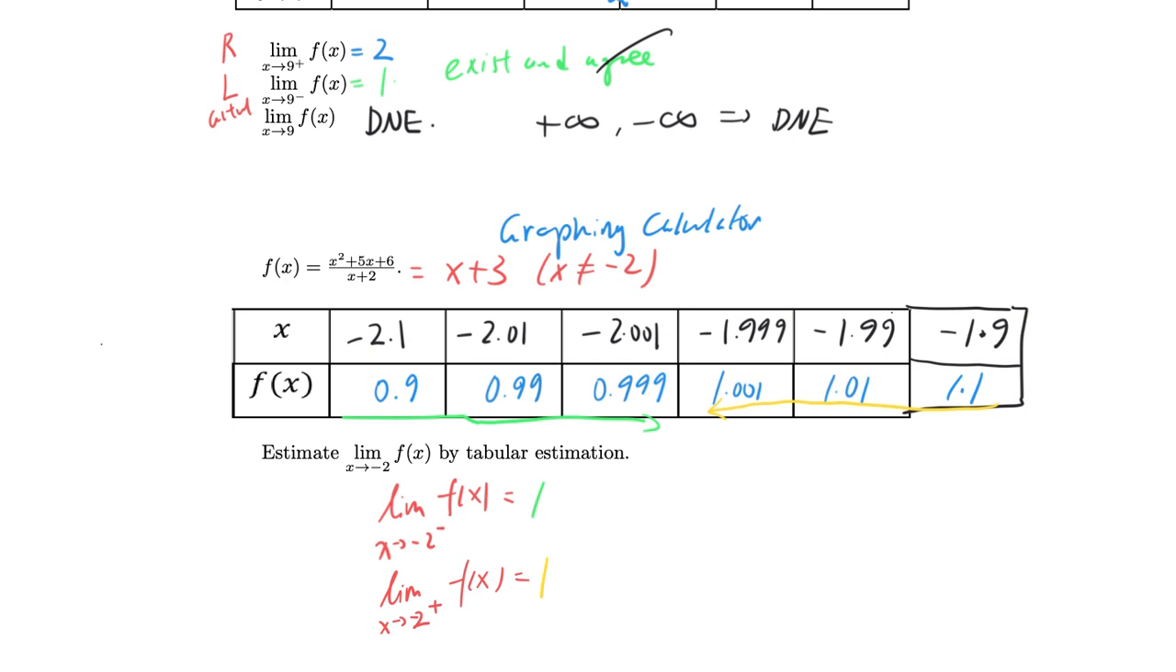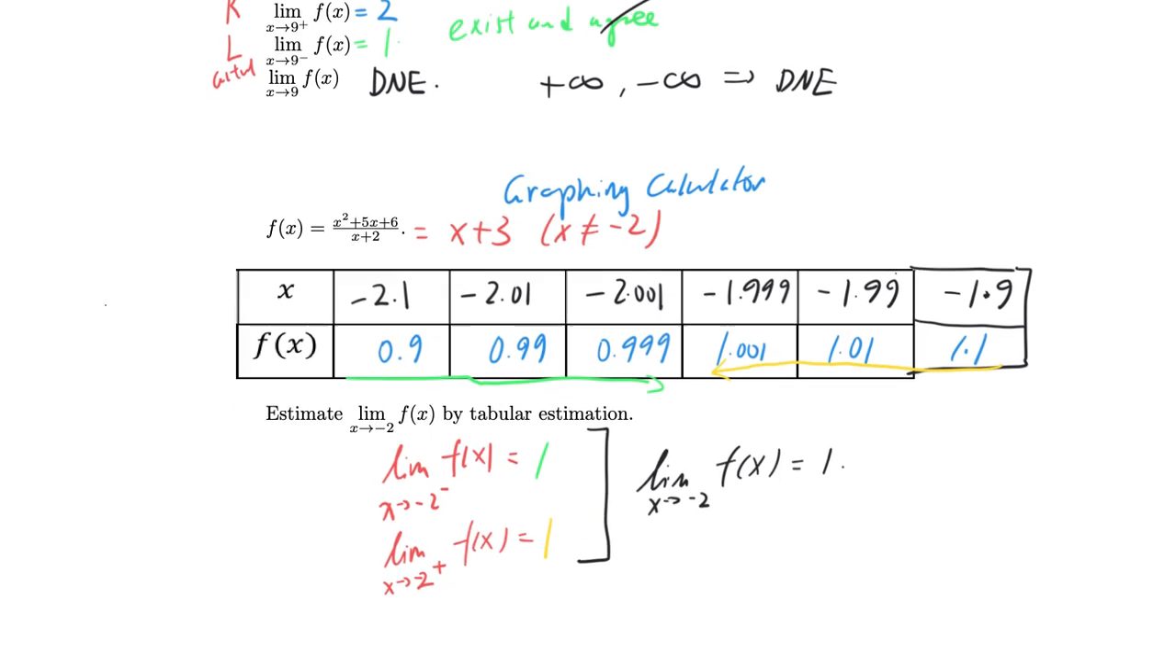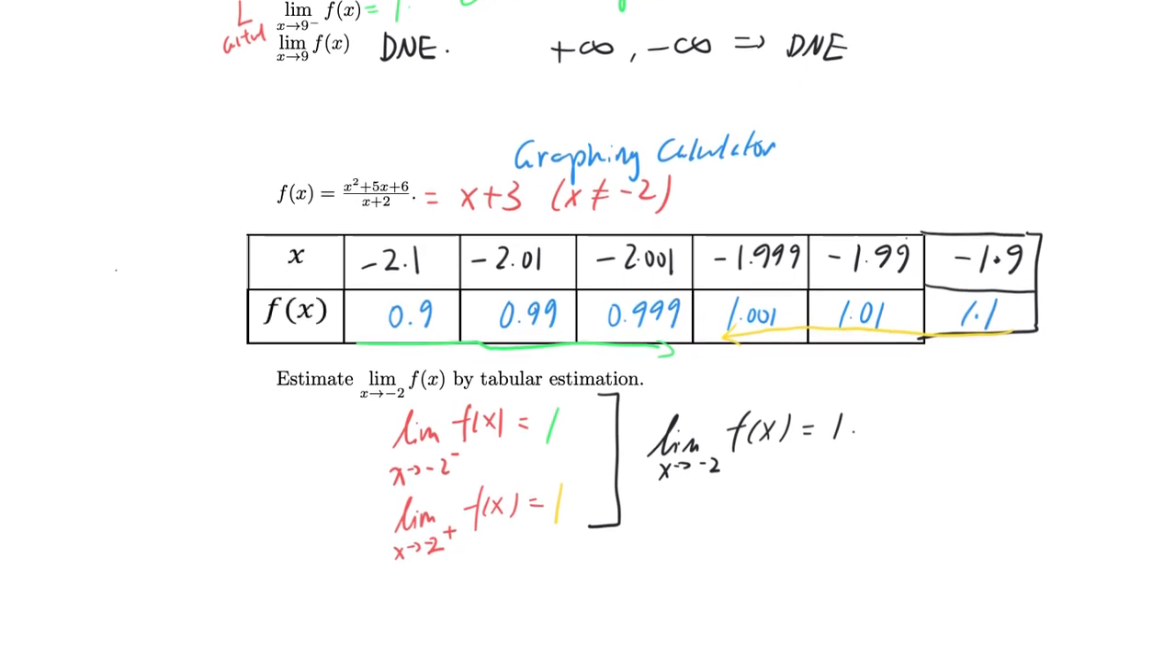And so therefore, because the left and right hand sides exist and agree, we can find that the limit itself, as x approaches negative 2, is equal to 1. And so we have completed an estimation via a table.